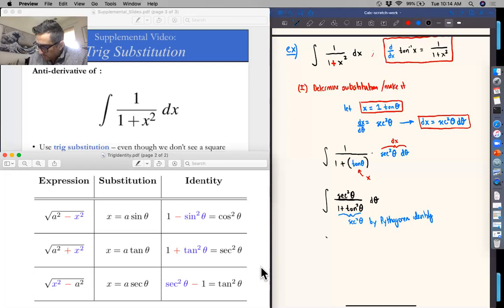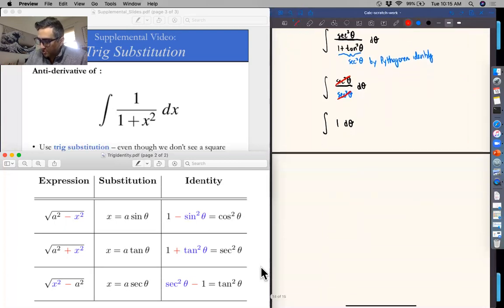So if we make that substitution using our trig identity, 1 plus tangent squared theta is secant squared theta, we see a very nice thing actually happens in this case. The secant squared from the numerator and denominator cancel out, and the integral we get to do at the end of the day is just the integral of 1 d theta. And that is our trig integral we get to do.